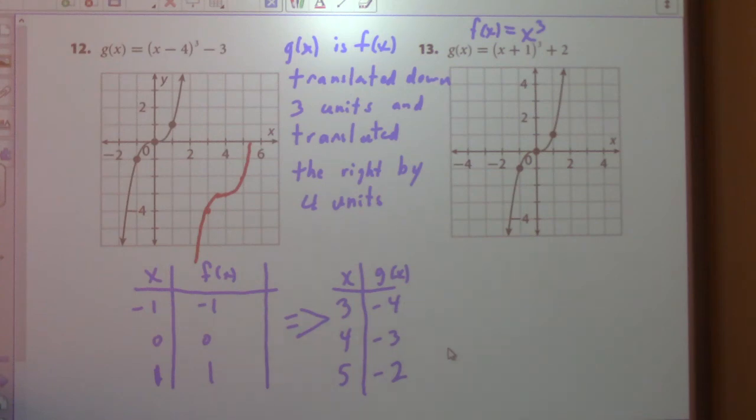Okay, let's go ahead and do number 13. I'll call on somebody for number 13 shortly.